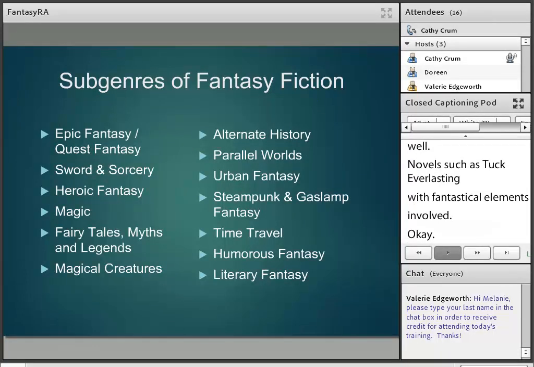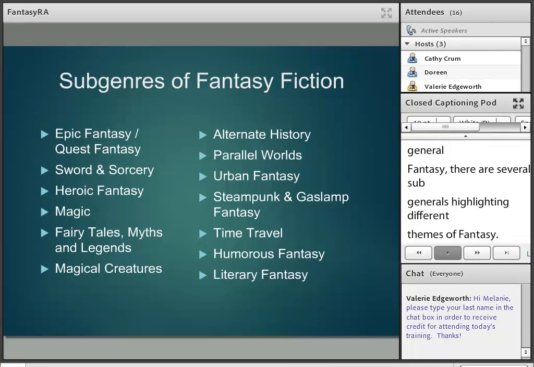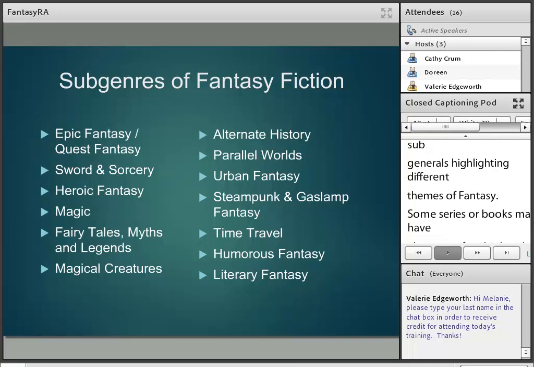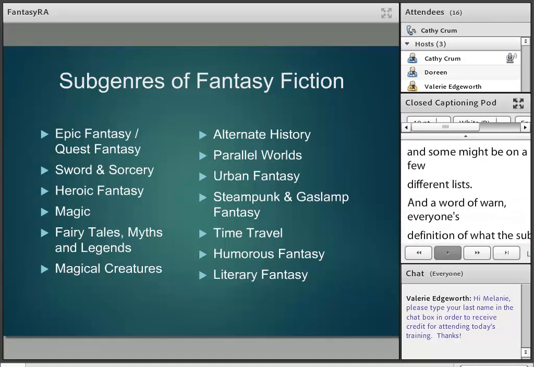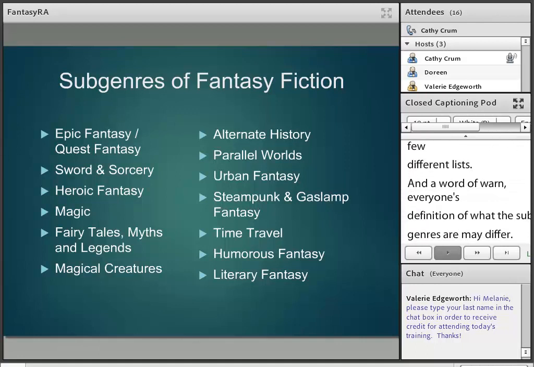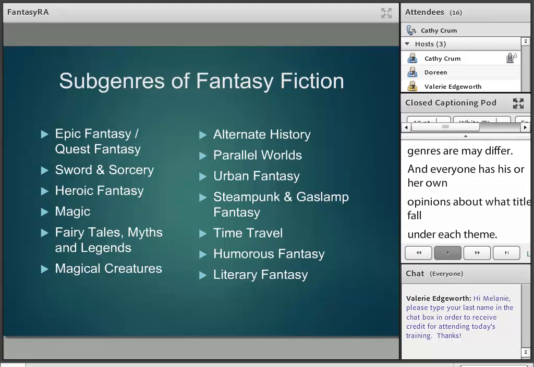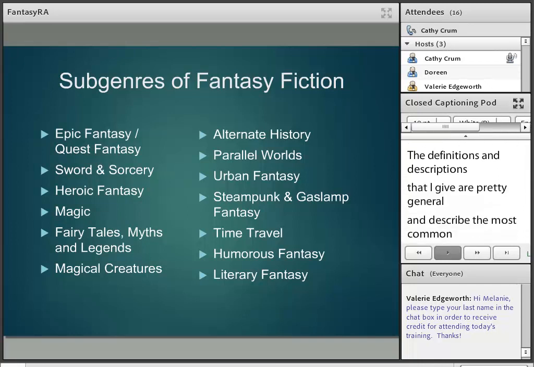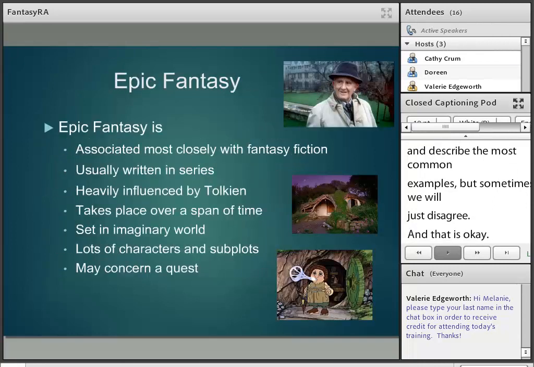Okay. Under the umbrella of general fantasy, there are several subgenres highlighting different themes of fantasy. Some books or series might have elements of multiple subgenres, and so might show up on a few different lists. And just a word of warning, everyone's definition of what these subgenres are may differ, and everyone has his or her own opinions about what titles fall under each theme. The definitions and descriptions that I give are pretty general and describe the most common examples, but sometimes we will just disagree, and that's okay. That's what makes everything fun, right?